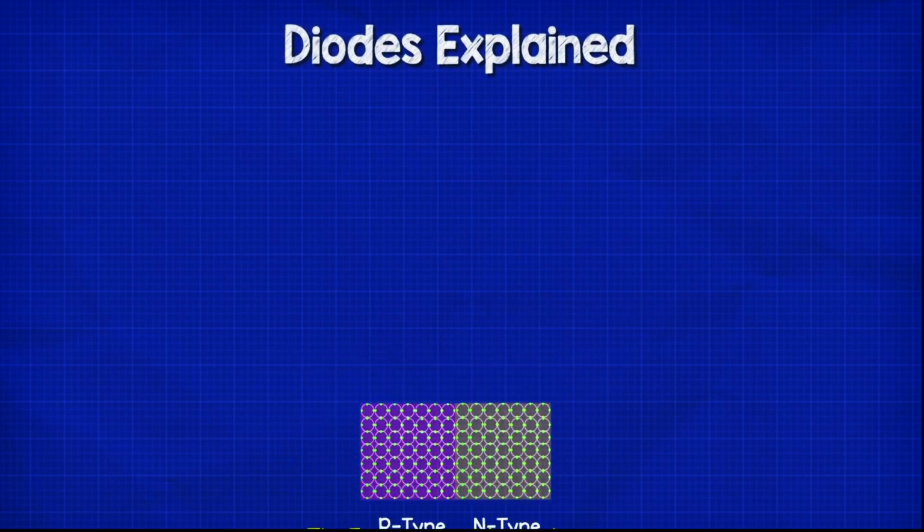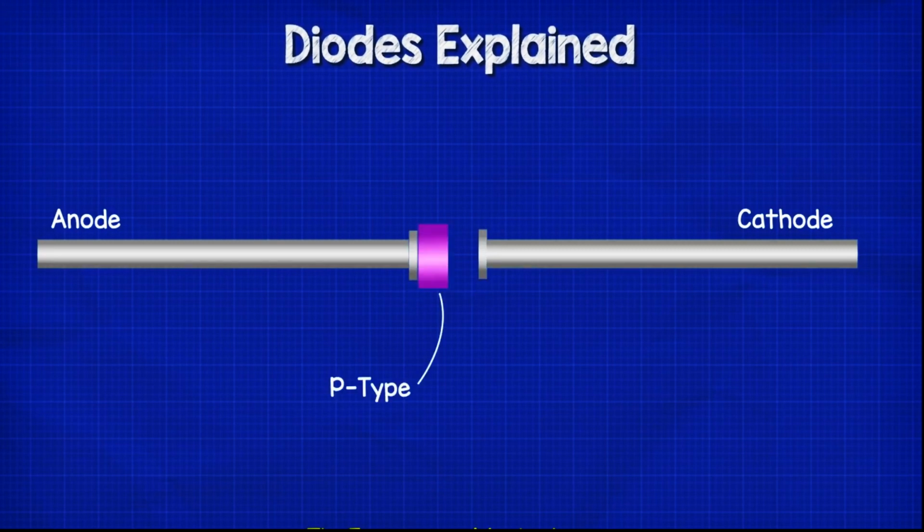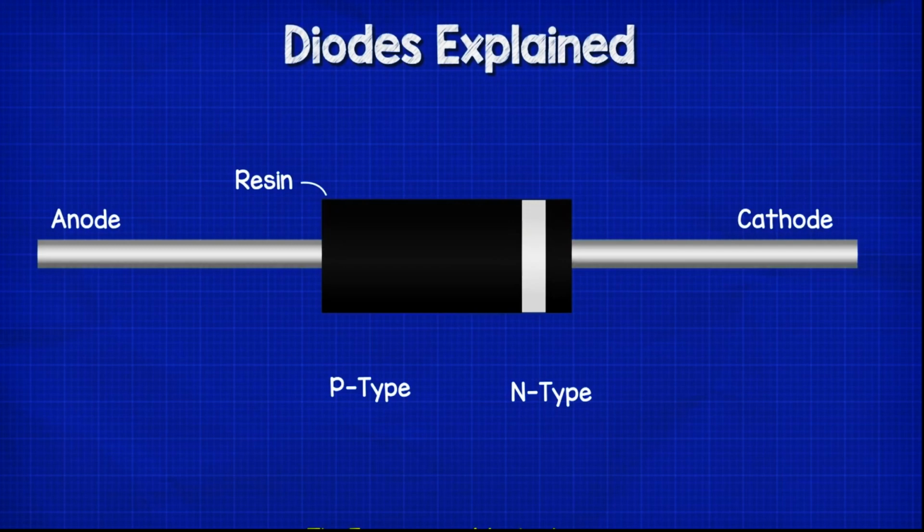So inside the diode, we have the two leads, the anode and the cathode, which connect to some thin plates. And then between these plates, there is a layer of p-type doped silicon on the anode side and a layer of n-type doped silicon on the cathode side. The whole thing is enclosed in a resin to insulate and protect the materials.